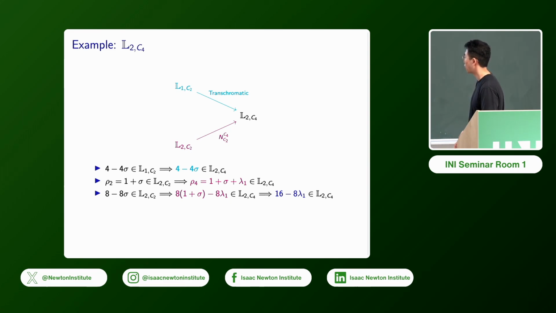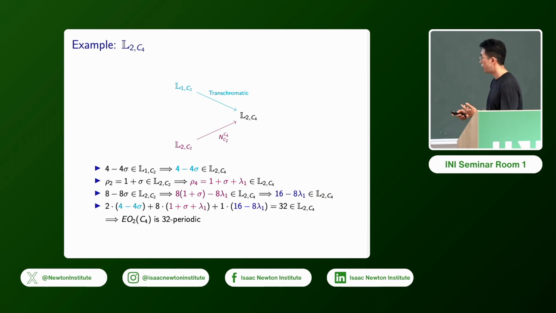Okay. So they're color-coded. So I get 3 different periodicities. And if I take a linear combination of them, I took 2 copies of the cyan, 8 copies of the magenta, 1 copy of the blue, I get 32. And that's how I get the integer graded periodicity for EO2C4.